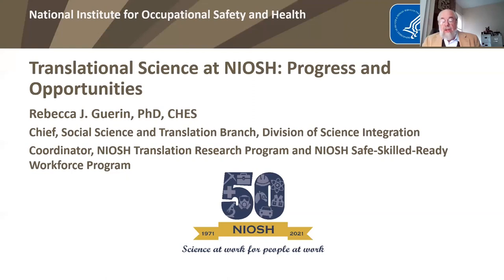For more than 13 years, Dr. Guerin has been responsible for implementing, evaluating, and disseminating a program of research to integrate workplace safety and health skills and training into secondary schools. The end goal of this is to reduce occupational health inequities among young workers. Dr. Guerin has applied expertise in dissemination and implementation science methods and approaches and is currently earning a graduate certificate in dissemination and implementation science from the University of Colorado Anschutz Medical Campus. Without further ado, I'll turn the floor over to Rebecca.